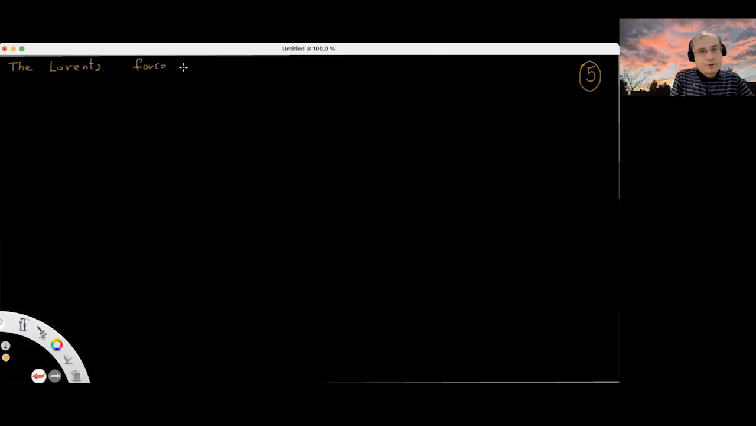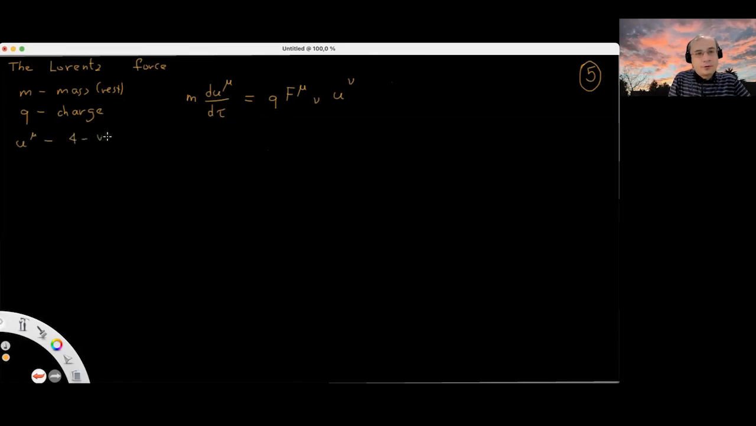The Lorentz force is the total force acting on a point charge. So here is how we obtain it. We assume that the charge has a mass m. The charge is q. In special relativity, the second law of dynamics takes the following form. You take the derivative of the four-velocity with respect to proper time, times m, being the rest mass of our charge. And this is supposed to be equal to force. And the force in our case is simply q F^μ_ν u^ν, where u is the four-velocity of our charge.